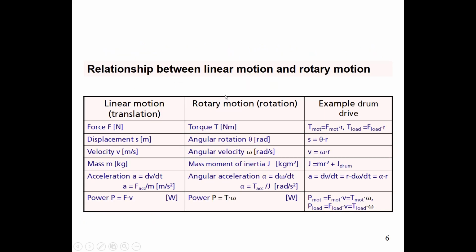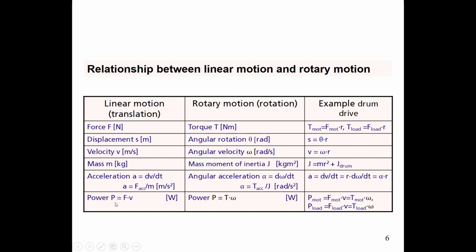All right, then a couple of parameters which are very important when we translate linear motion systems to rotary motion systems and vice versa. In a linear motion system, we talk about force in Newton, and in a rotary motion system, we talk about torque in Newton meter. Displacements in a linear system in meters become angular rotations in radians, and velocity in meter per second becomes angular velocity omega in radians per second. The mass in kilograms becomes an inertia, J, in kilogram meter squared, and an acceleration in meter per second squared becomes an angular acceleration in radians per second squared.